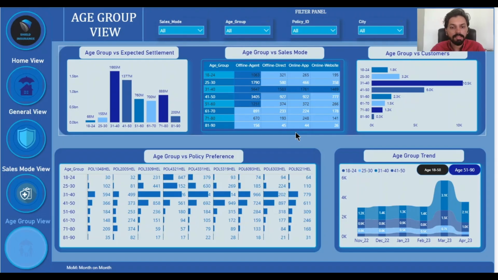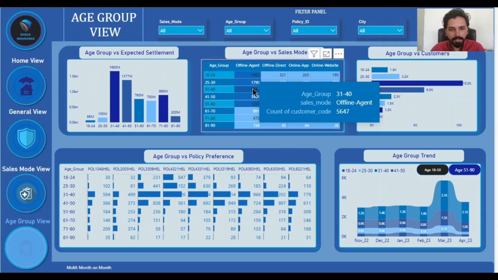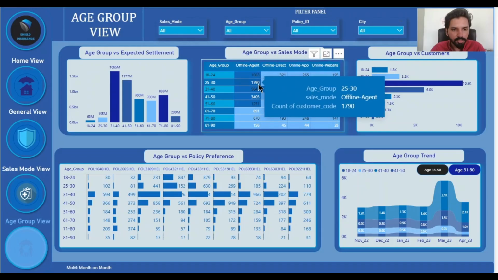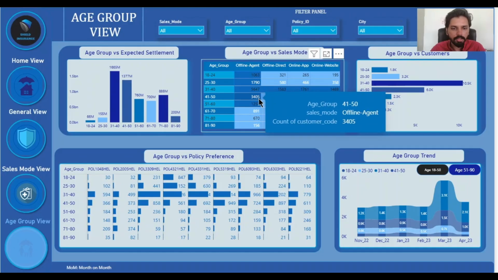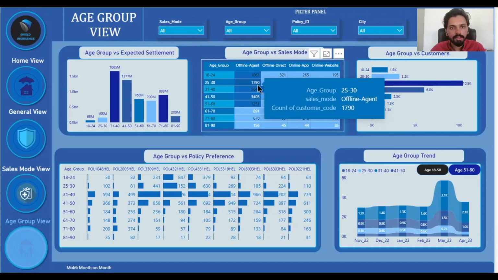That is, which sales mode is mostly preferred by different age groups. So it is clear from this we can see the age group 31 to 40 mostly prefers offline agents. That is the highest in number. Almost 5,647 customers in that age group prefer offline agents. And in other age groups also, that is 41 to 50 and also 25 to 30, offline agent is the most preferred among almost all these age groups.